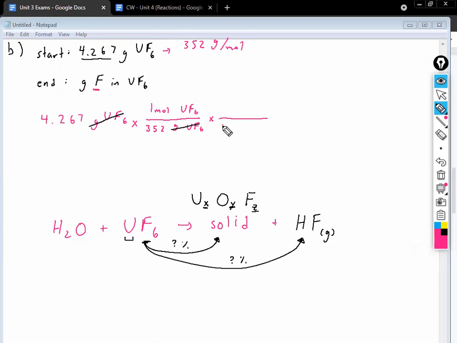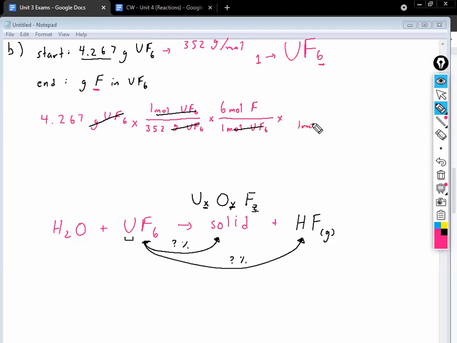And so what I'm going to do is set up a ratio that tells me 1 mole of UF6 contains 6 moles of fluorine. Because if you take a look at the formula, it's UF6. If I have 1 mole of UF6, I'm going to have 6 moles of fluorine inside of the UF6. Just like how if I have one car, I have four wheels inside that car. Same thing here. I have one mole of UF6, I have six moles of F inside of that one mole. And so that's how we'll cancel that out.